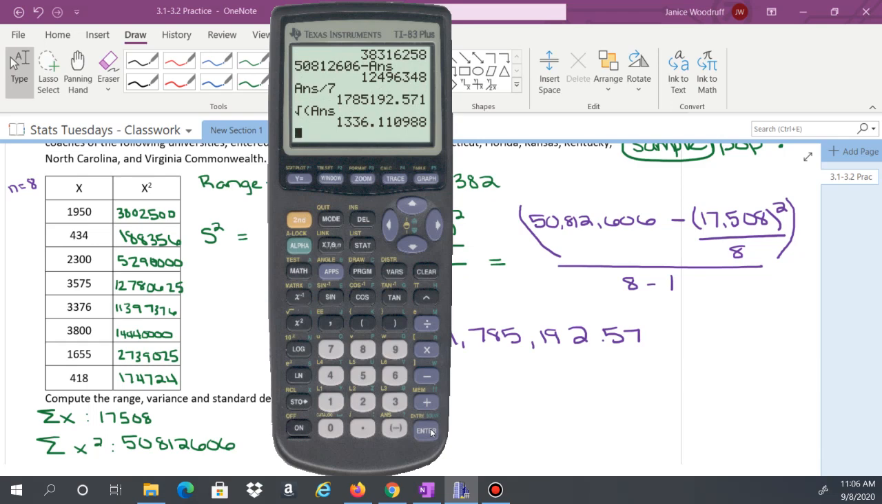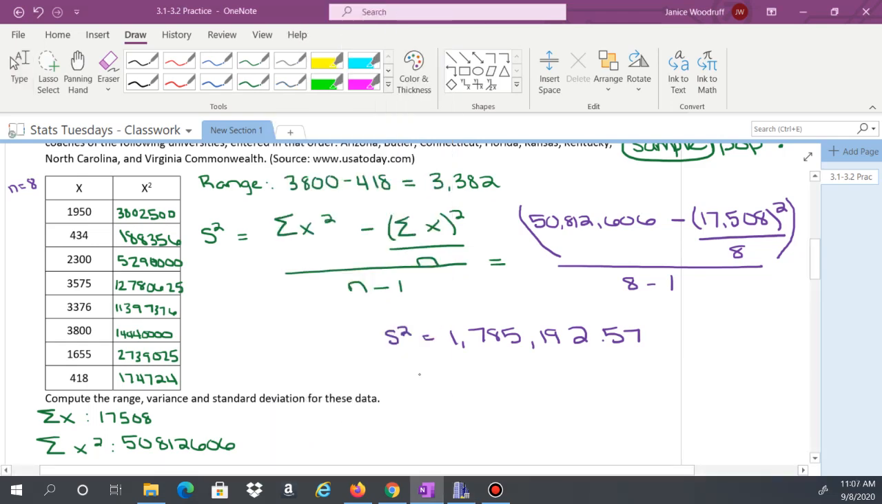So 1,336, and we'll do 2 decimals, so 0.11. Okay, that's a very large standard deviation. But as you can see, the range is very large in our data set here. Generally, the more data you have, the more accurate these numbers will be. You want to have a larger population.